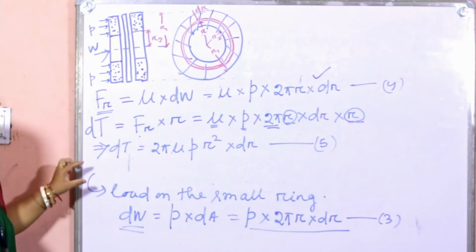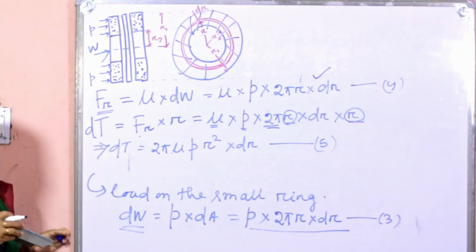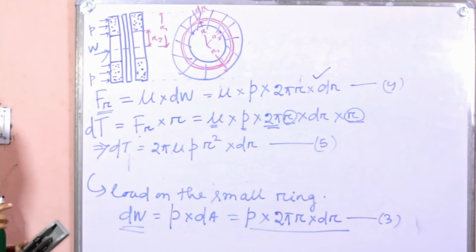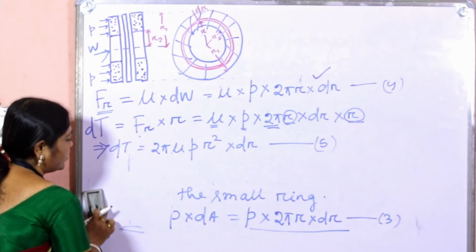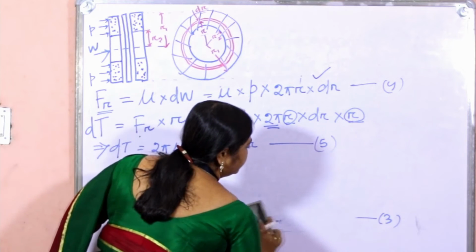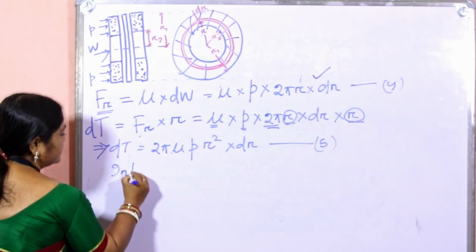Now I have calculated the torque transmitted by the small ring. Then I have to calculate what is the amount of torque transmitted by the whole plate. We have to integrate the total equation. So integrating the above equation, what I will get?